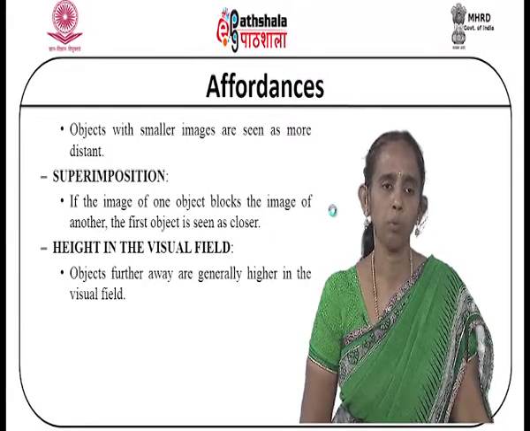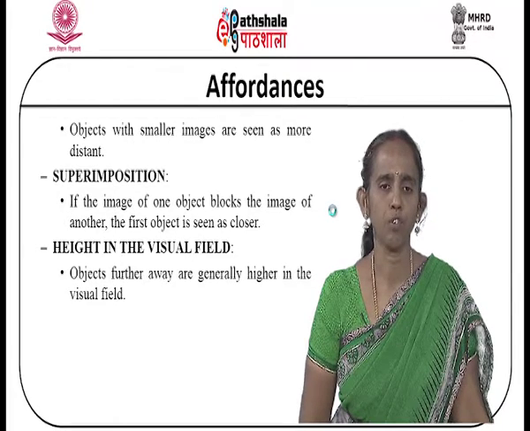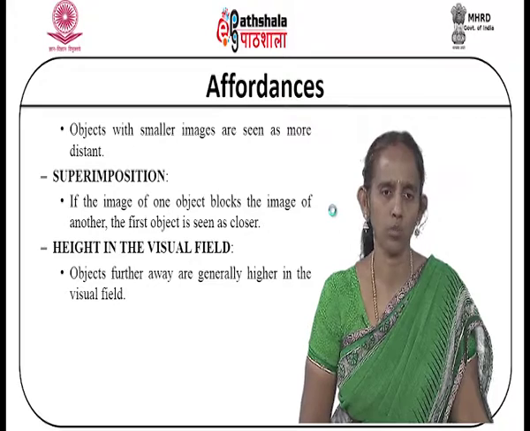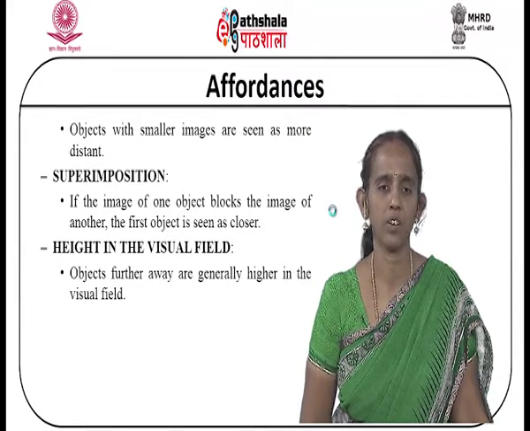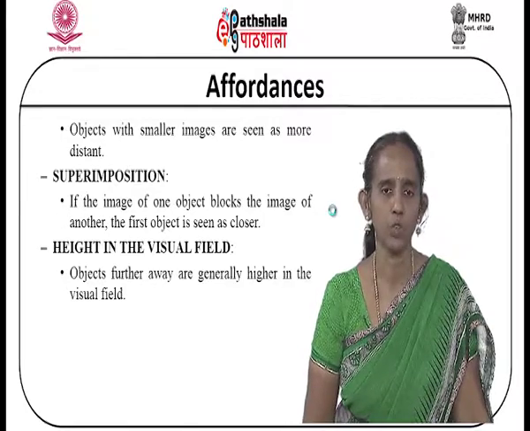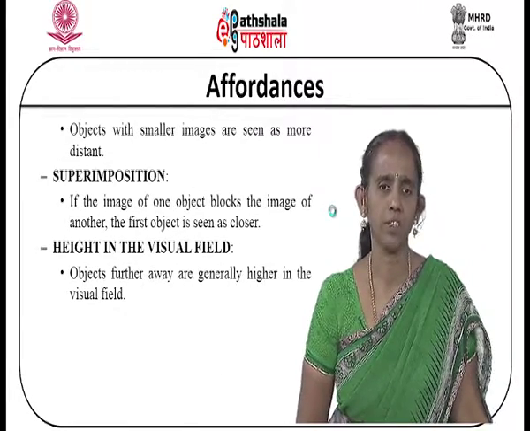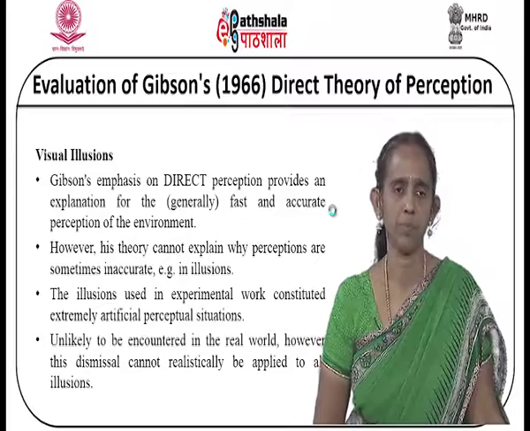Next one is superposition. If the image of one object blocks the image of another, the first object is seen as a closer object. Height in the visual field: objects further away are generally higher in the visual field. So these are certain examples of affordances.